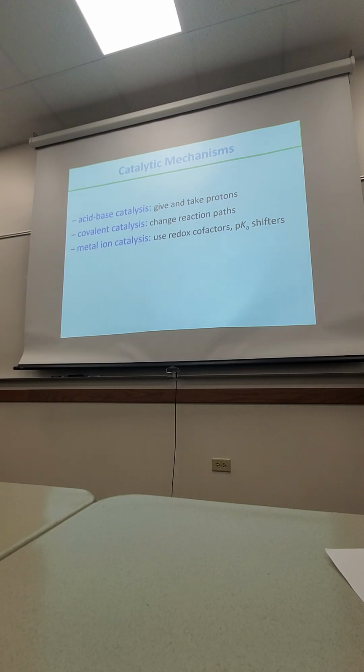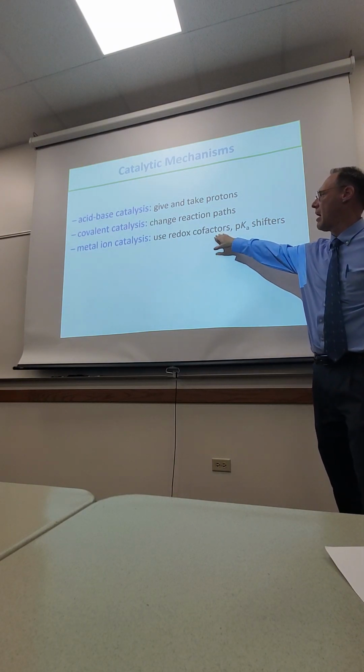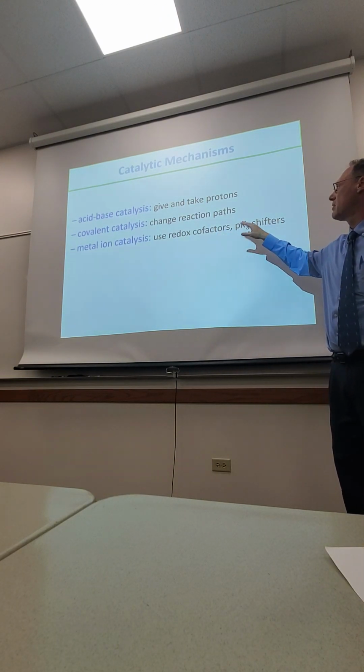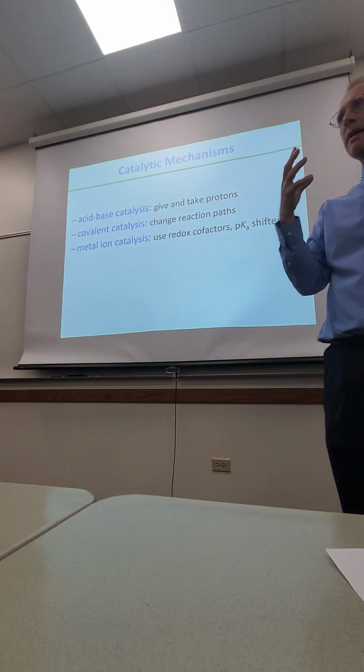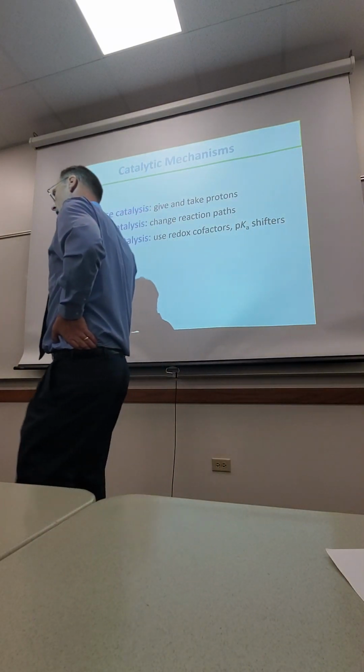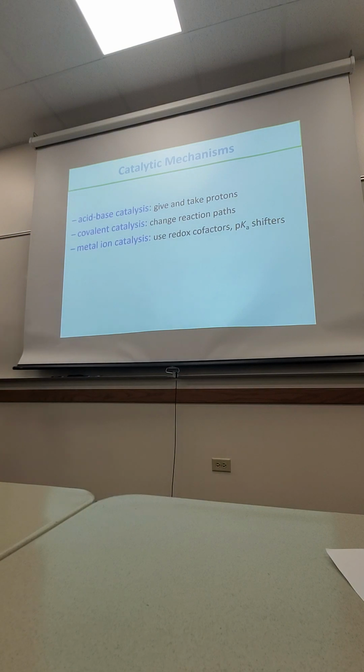Metal ion catalysis is using redox cofactors or pKa shifters, something where I'm stabilizing it with the metal ions. I prefer to think about it as redox ones, but I'm going to show you examples where that's not the case. All 3 of those are there. Acid-base is by far the most common. Covalent catalysis happens. Could I have multiple of these on the same reaction? The answer is yes.